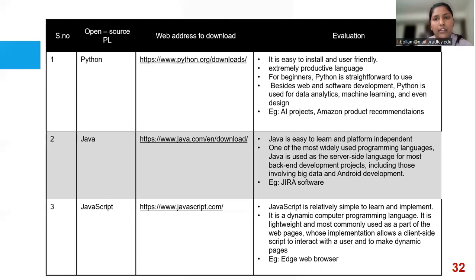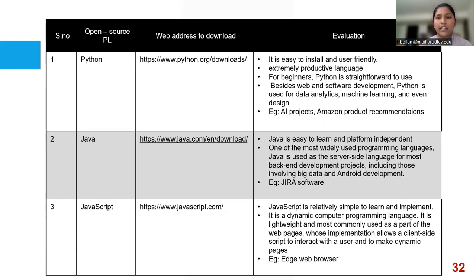So first is Python. Python is easy to install and extremely user friendly and a productive language, and it is best for beginner programmers. It is mainly used for web and software development applications and also in projects related to machine learning. For example, Amazon is using Python mostly for their product recommendations and for AI projects.